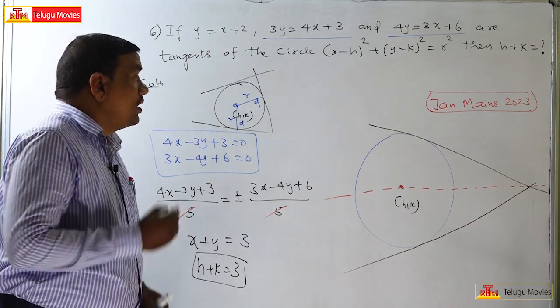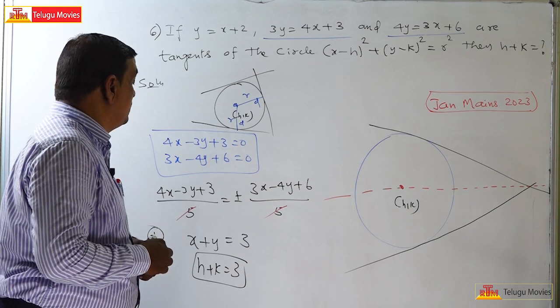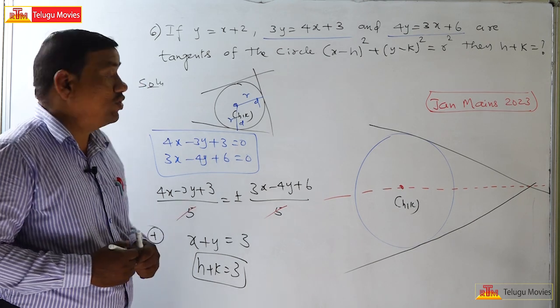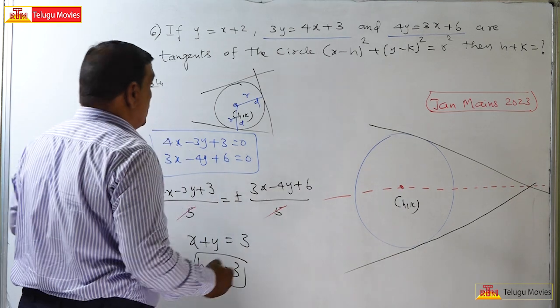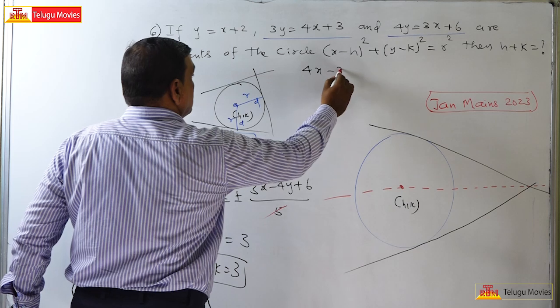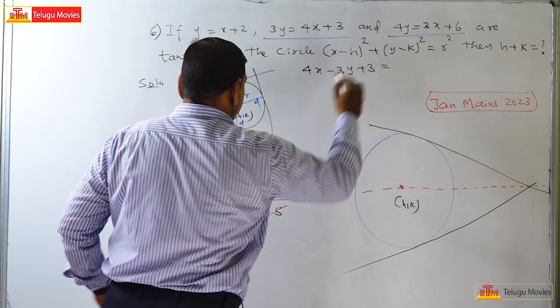Over. Now at this stage, you can get a doubt. Sir, what is the doubt, sir? Why can't we take minus? Okay, let us take minus. See what happens. So the equation will be 4x minus 3y plus 3 is equal to.